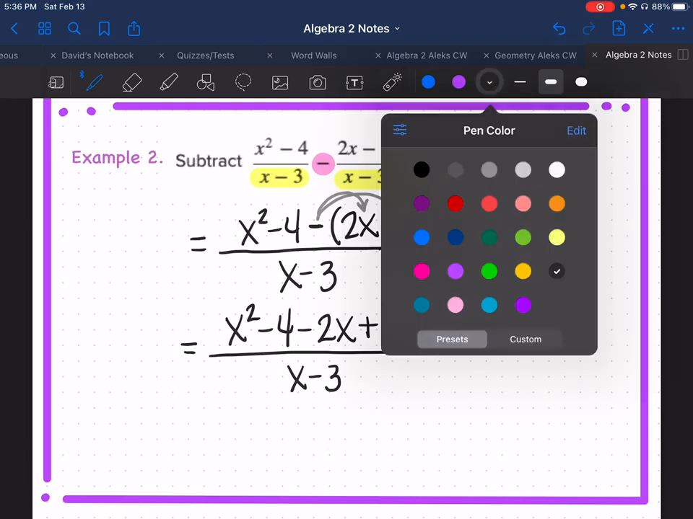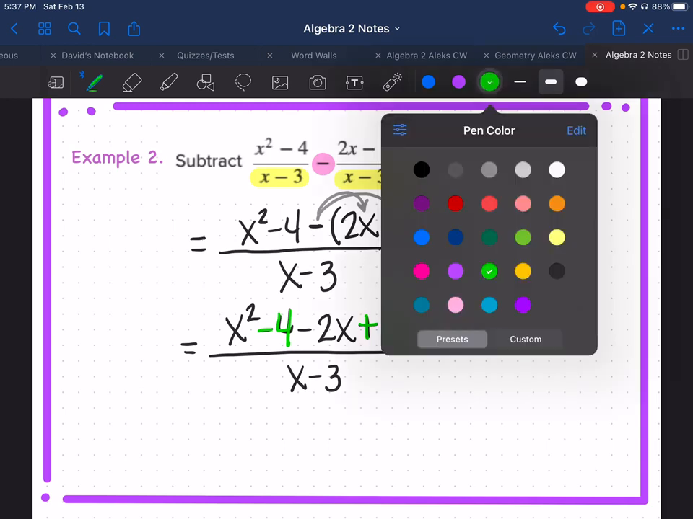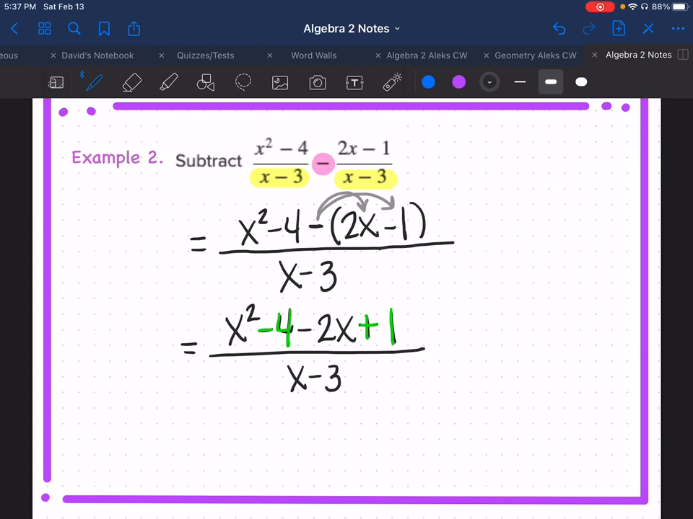I'm going to do that with, let's use the green. Negative 4 and positive 1 would be my like terms. So I'm going to add negative 4 plus 1, and I'm going to move over here because I need a little bit more space: x squared minus 2x, because I'm putting it in standard form, minus 3.